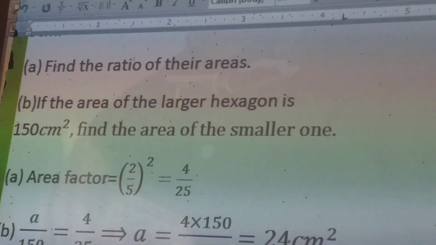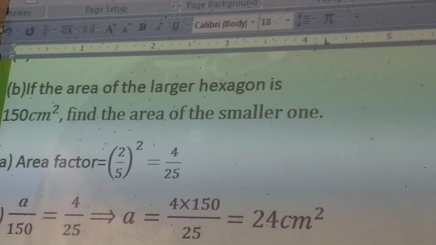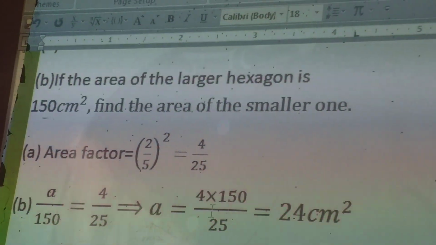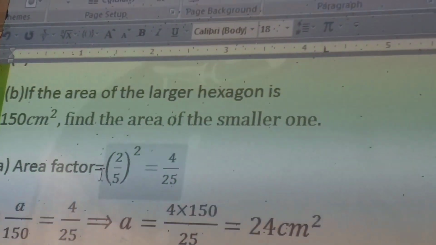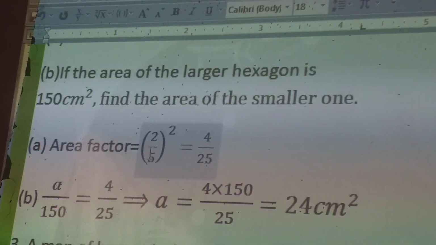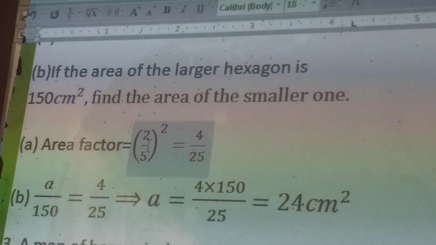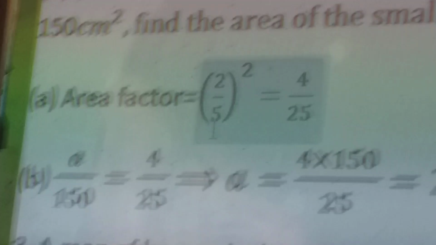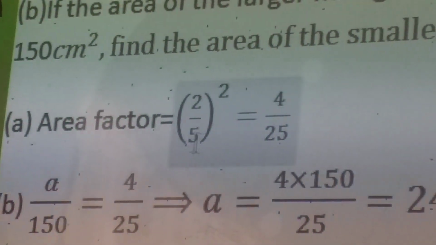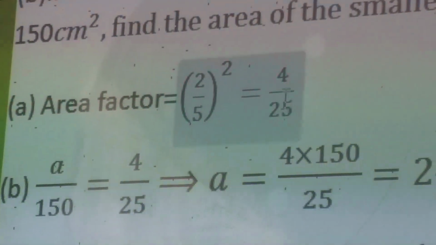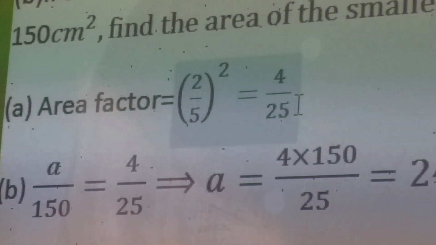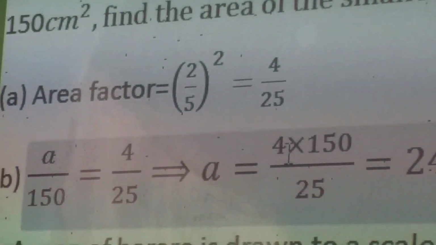Right. First, we want to find the ratio of their areas. First, we square the scale factor. The ratio of corresponding lengths, when reduced to the lowest terms, gives the scale factor. So in this case, it is 2/5. If we square 2/5, we get 4/25, which is the area factor. That is the ratio of areas of the similar shapes.